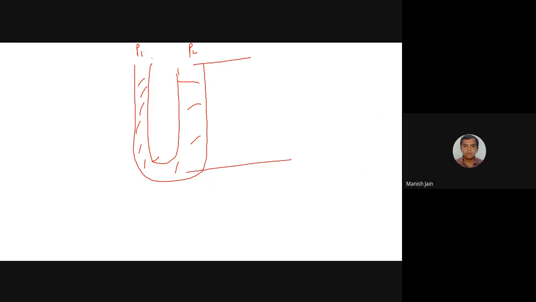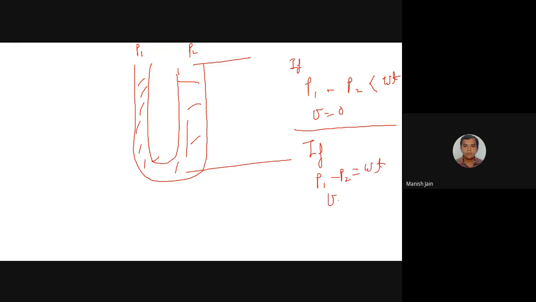If the pressure difference between P1 and P2 is constant, then what will happen? Either the fluid inside this tube will flow or it will not flow. If P1 minus P2 is less than W, the weight of the fluid present in the tube, then velocity will be zero, stationary condition will come. If P1 minus P2 is equal to weight, then the fluid starts to move. If P1 minus P2 is greater than the weight of the fluid, then you will have positive velocity.